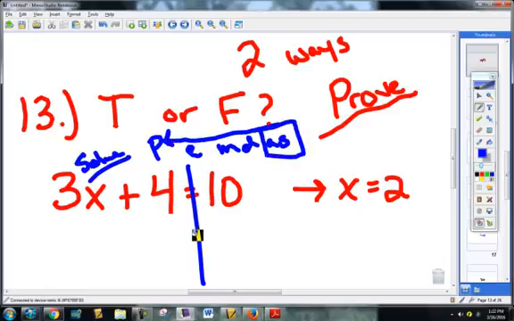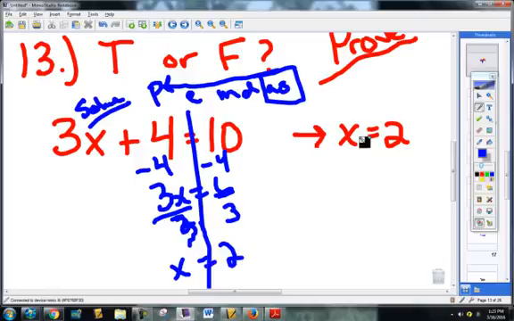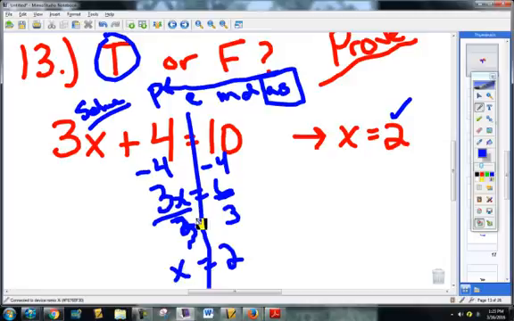So basically we're undoing addition or subtraction first. So I'm going to subtract 4. That's going to leave me with 3x equaling 6, and then divide by 3. That's going to give me that x equals 2. That's fine, and then we find out it's true. Now, you're not responsible to know how to do this on this test. You are on review sheets, not on this test.